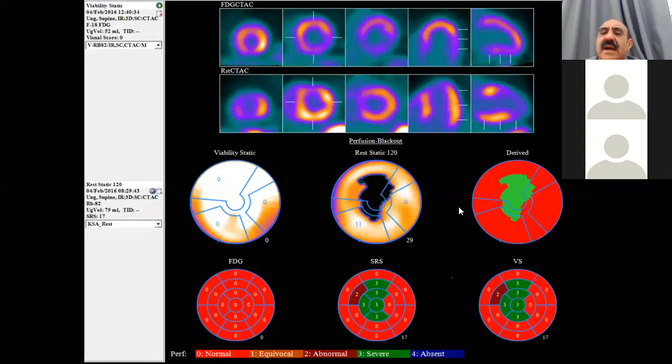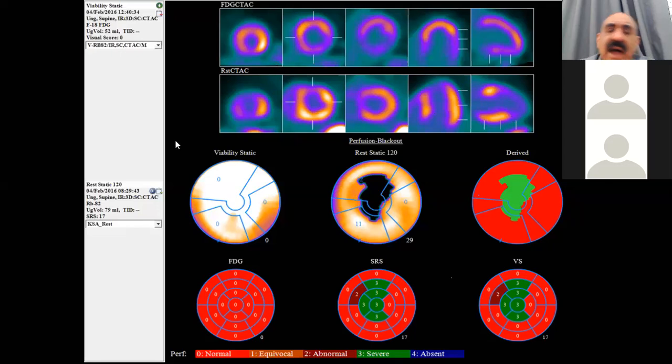So what did our cath consultant ask us to do? He asked us to do a viability testing. What do we do in viability testing? We do a rest rubidium scan. So we inject the patient with rubidium to see the perfusion, and we can easily appreciate there is a defect involving the mid-anterior wall, distal anterior wall, apex and inferior apex.